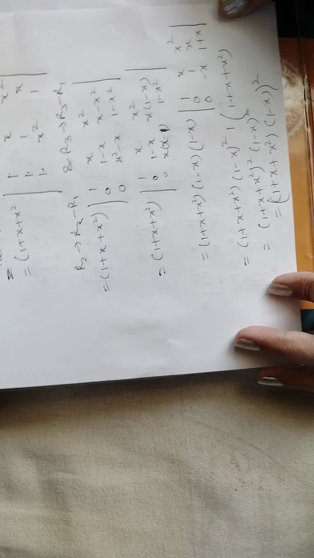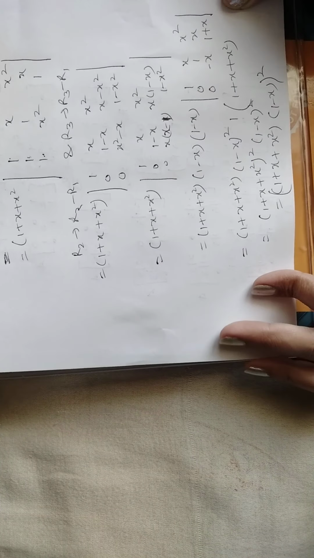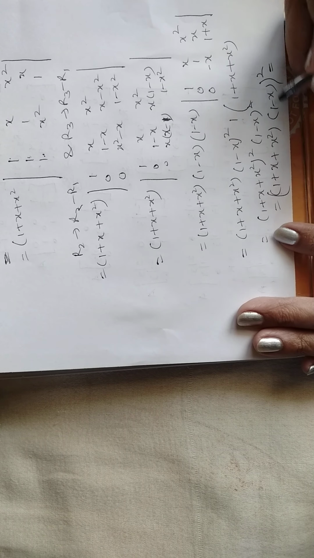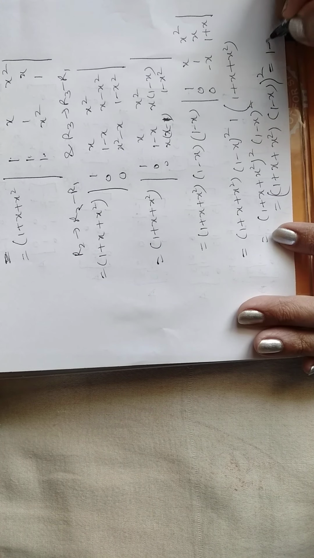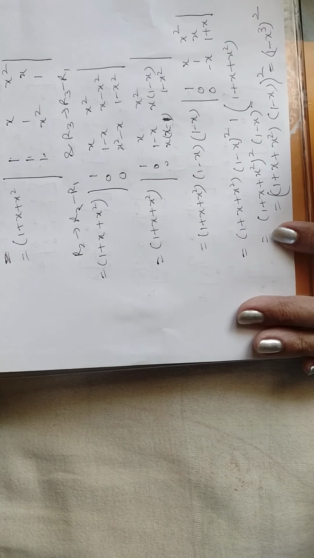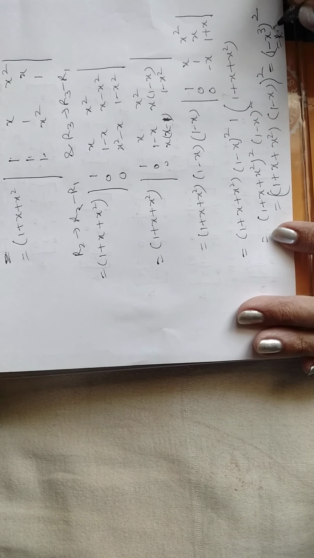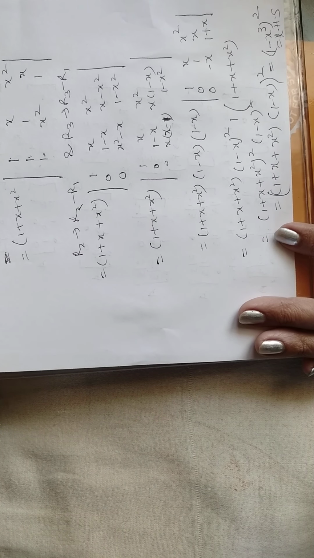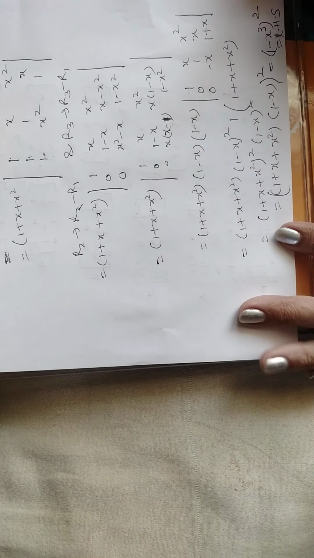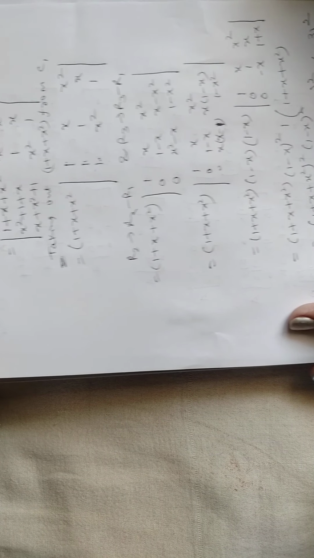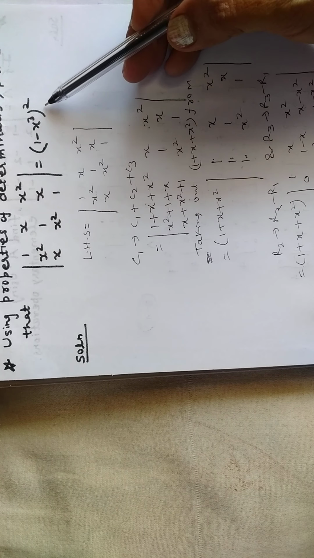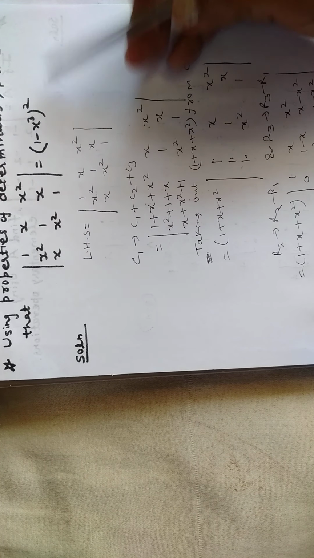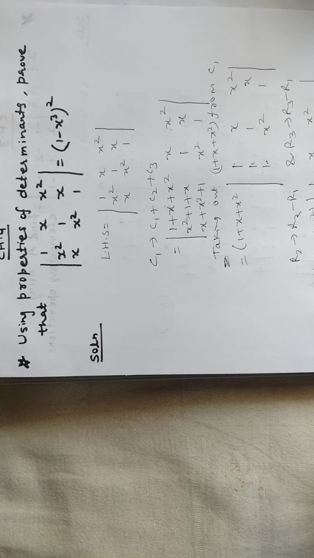Clear? So now what is this? a minus b, a square plus b square plus ab. It is a cube minus b cube. Clear? And the square is outside. So this is equal to your right hand side. Clear? So this was how you have proved that the left hand side is equal to the right hand side using properties of determinants. Thank you.